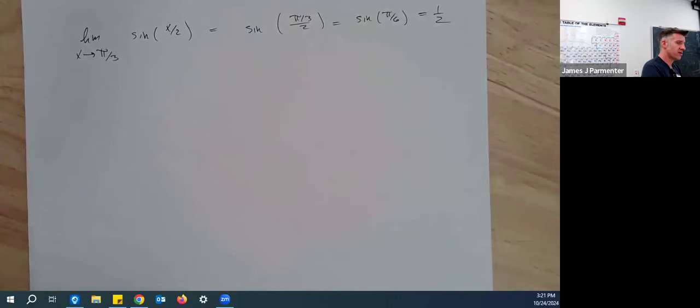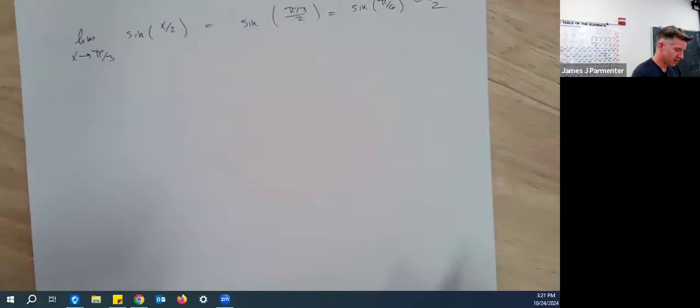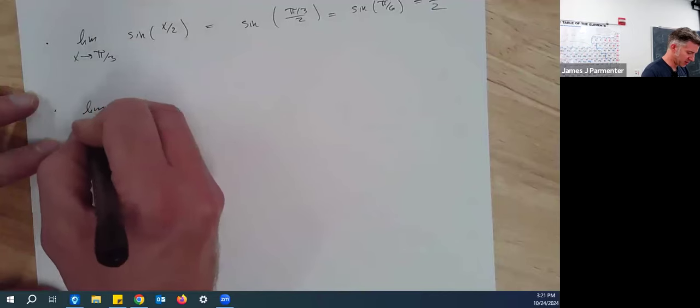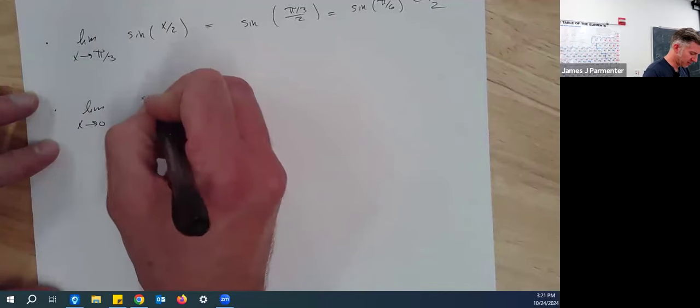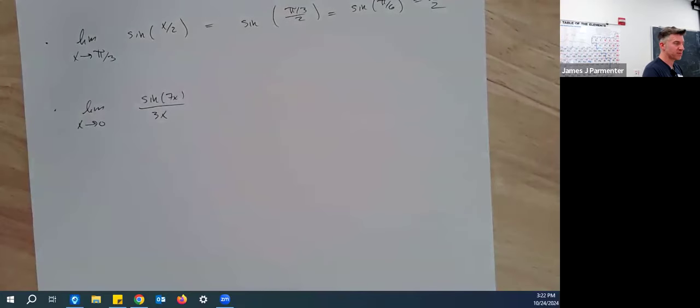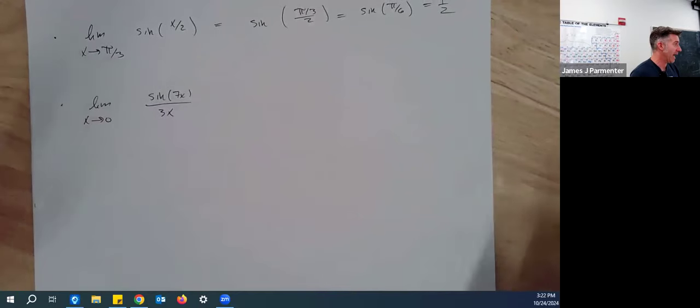Let me take one more crack at what I think you mean before you clarify. So we could ask something like the limit as x approaches 0 of sine of 7x divided by 3x. Is that more what you're looking for? Yeah, that's what I thought. So this kind of question relies on a fact that we talked about a little bit.